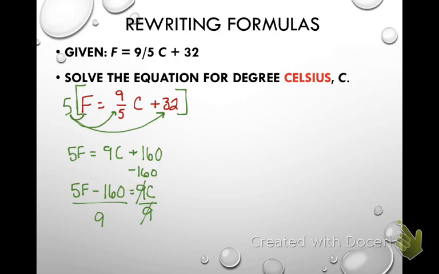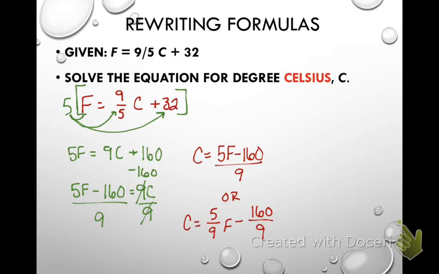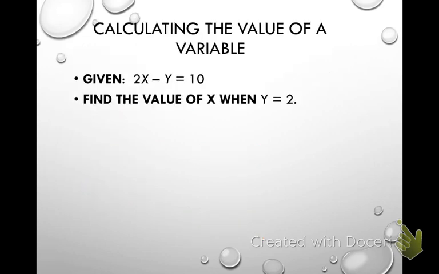Now, on one like this, to be perfectly honest with you, I'm okay with you leaving this or really writing it two different ways. Either as 5F minus 160 all over 9, or if you want to write it as 5/9 F minus 160 over 9. You can do two different things.